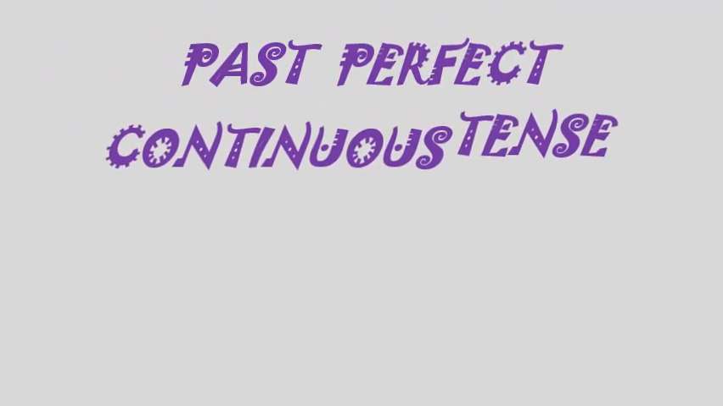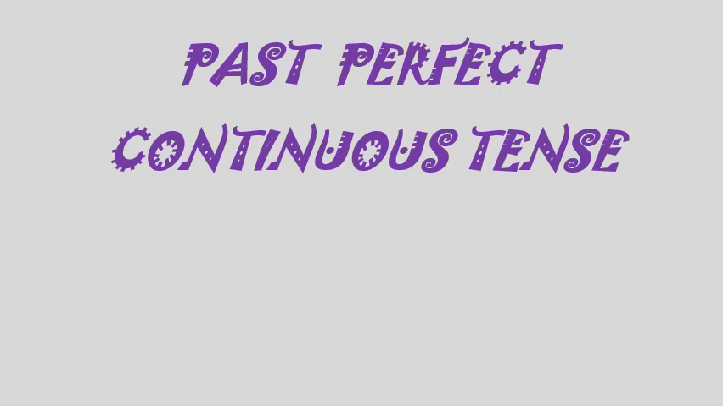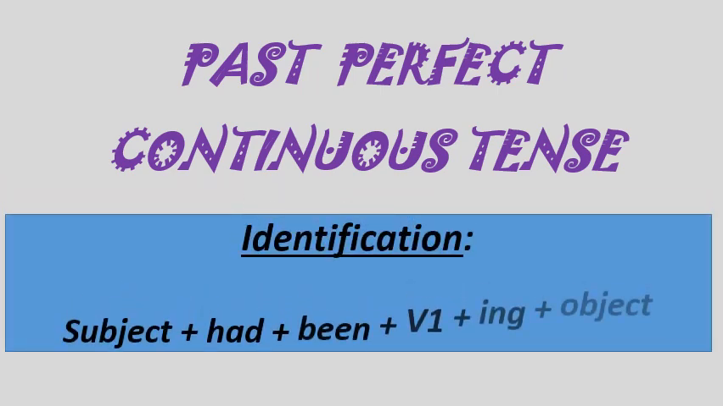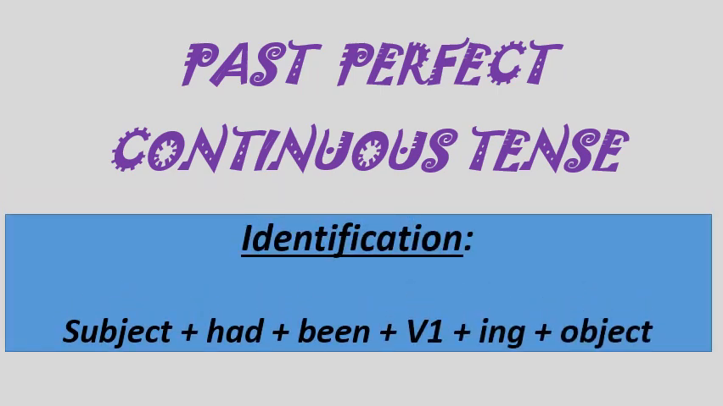Let's see the meaning and identification of past perfect continuous tense. Past perfect continuous tense indicates an action in the past that took place before another time or event in the past and continued during the second event or time point in the past. Now let's see the structure or identification of past perfect continuous tense. Subject plus had plus been plus first form of the verb plus ing plus object.